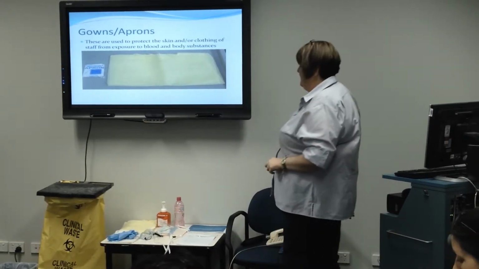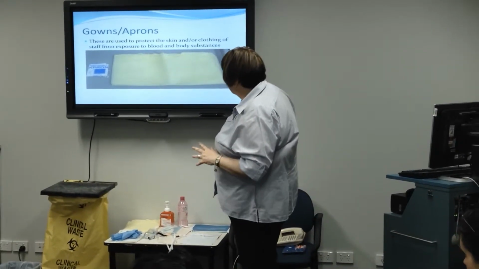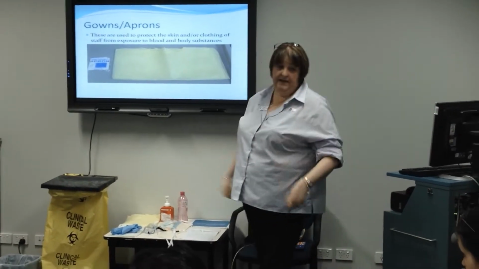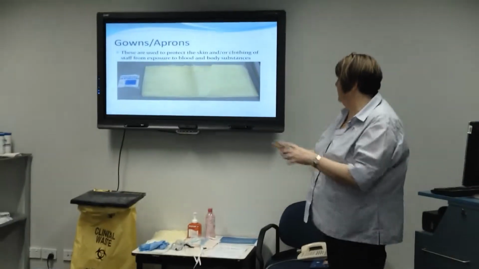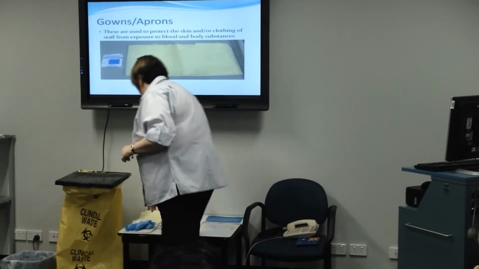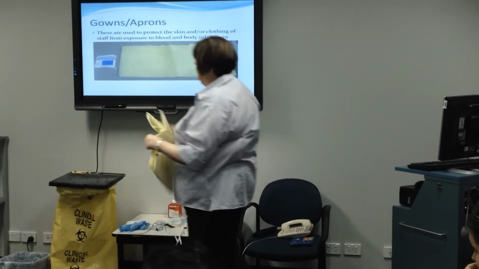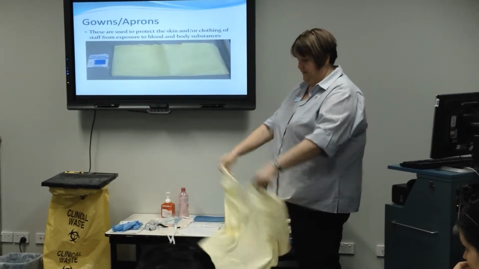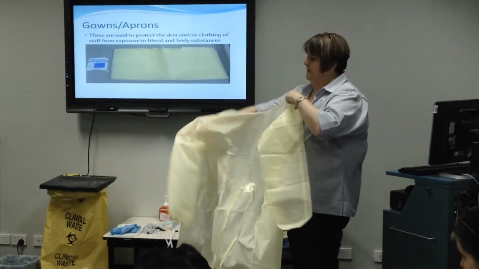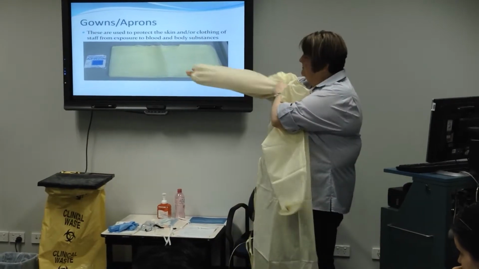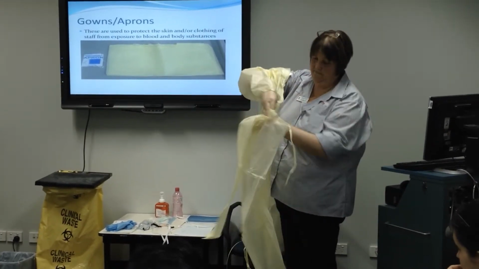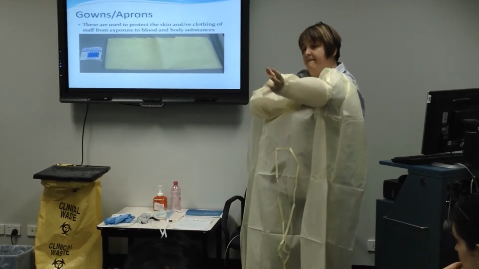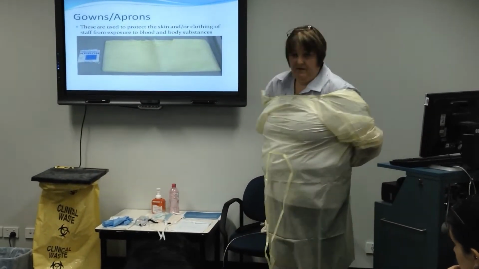Okay, the next one is gowns and aprons. Once again, it's protecting your clothing, and also with this yellow one here, which I've got an example of, protecting your arms as well. So once again, it's from exposure to blood or body substances. And that basically you just fit like so. And then you tie it at the back. Okay.